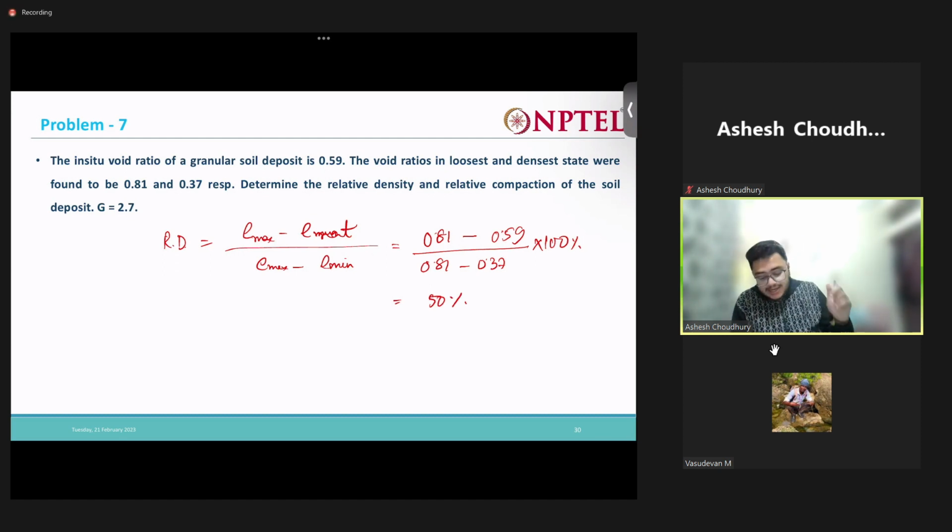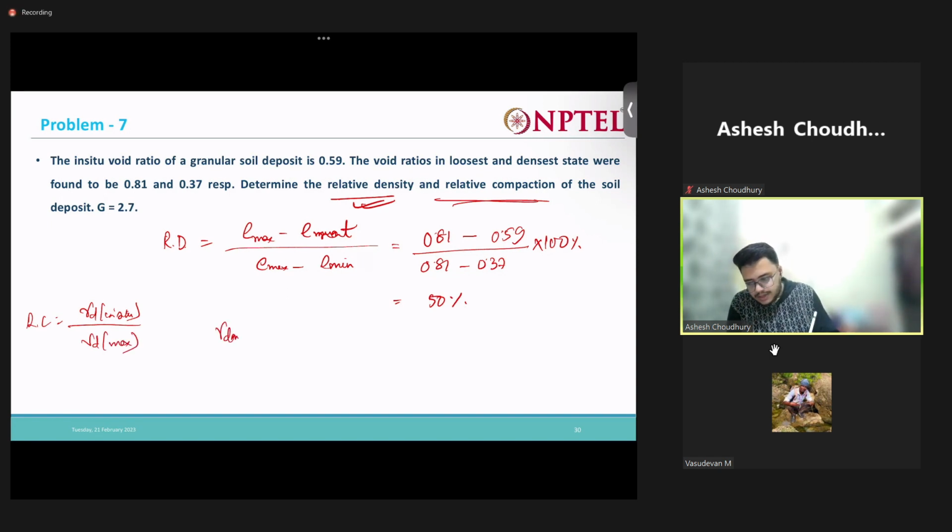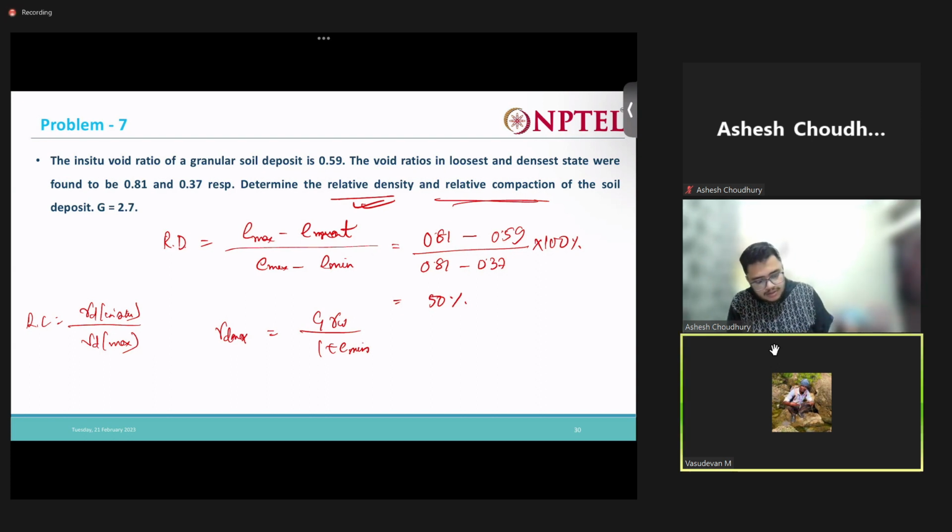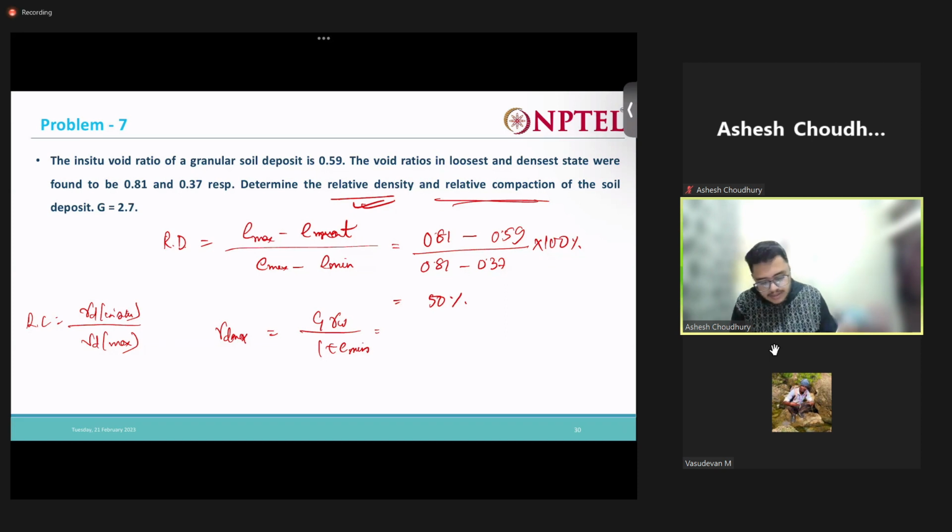Now, relative density you have already found out. Now you have to find out the relative compaction. What is relative compaction? Relative compaction is nothing but gamma d in situ by gamma d max. So what is my gamma d max? When the void ratio is minimum, only then my density will be maximum. So using e min, you can find out the maximum density.